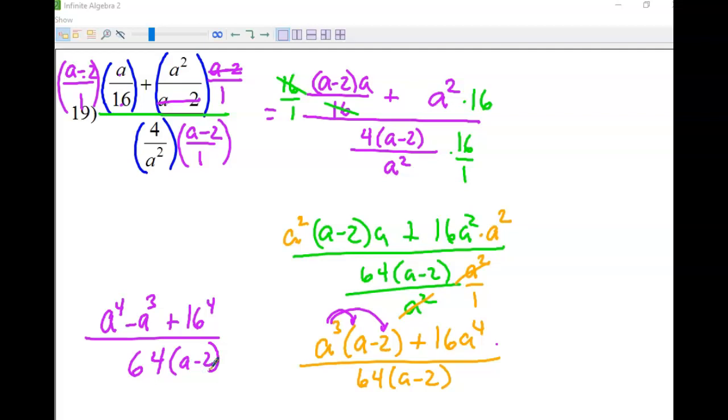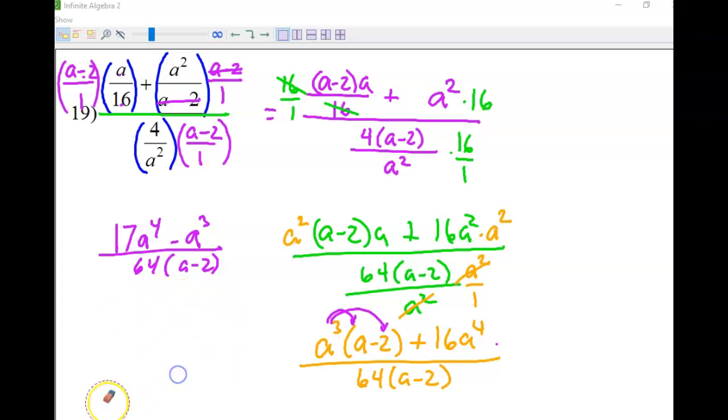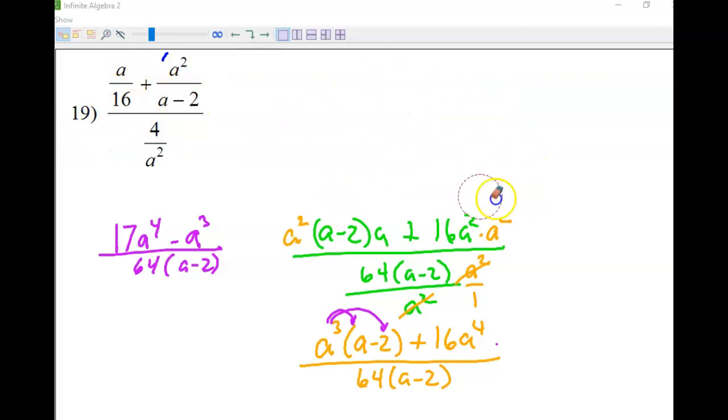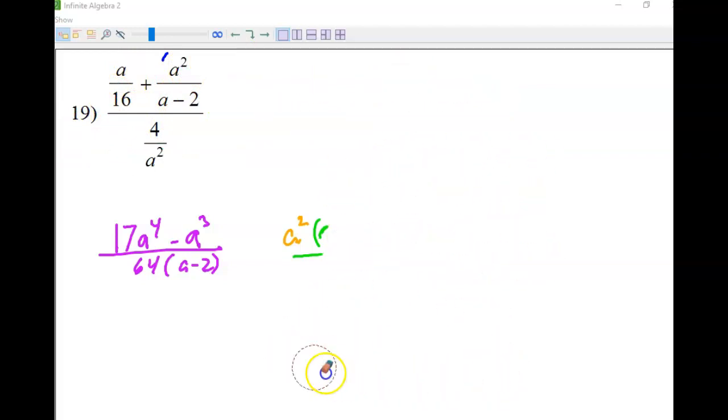It's nice and simple. But on the top, by doing that, I can see now that I can combine this a to the 4th with that 16 a to the 4th. So that's going to give me 17 a to the 4th minus a cubed over 64 a minus 2. So at this point, we could factor out the top, but at this point, I would probably just stop and kind of look at the answer and see, do I need to go further? Because I don't want to reduce if I don't have to.